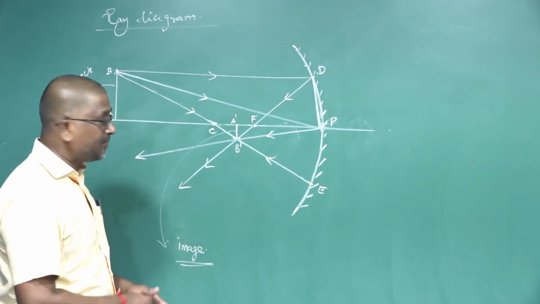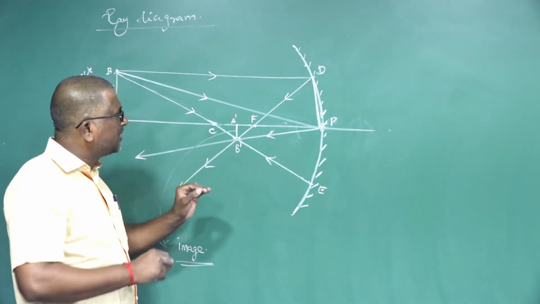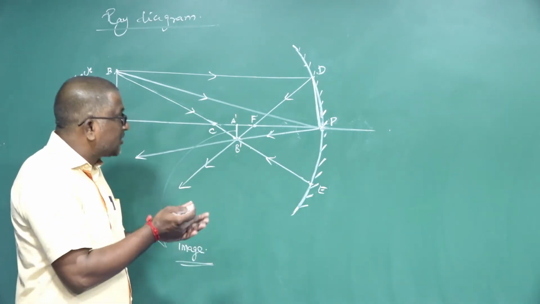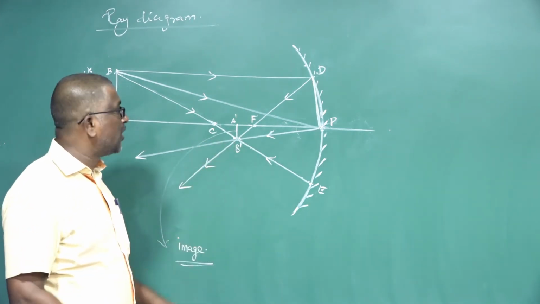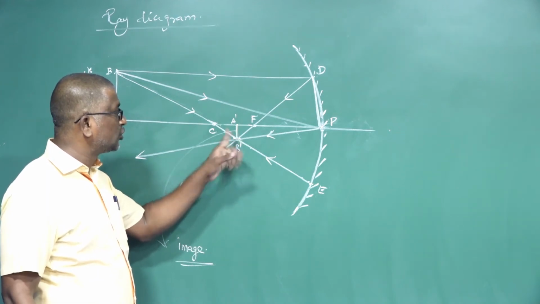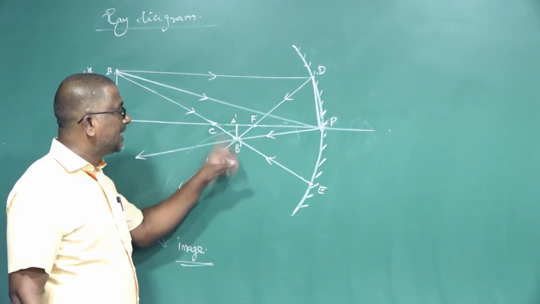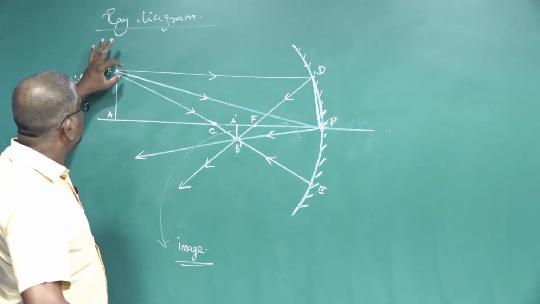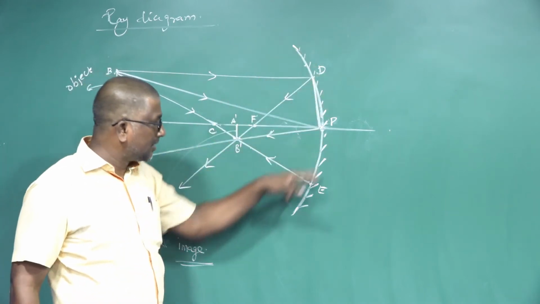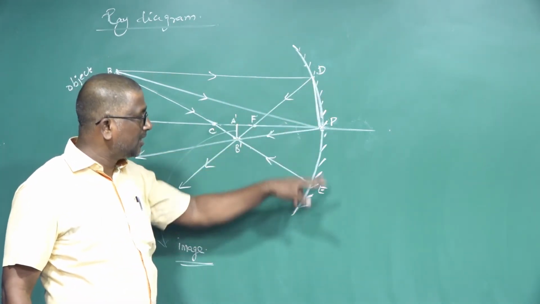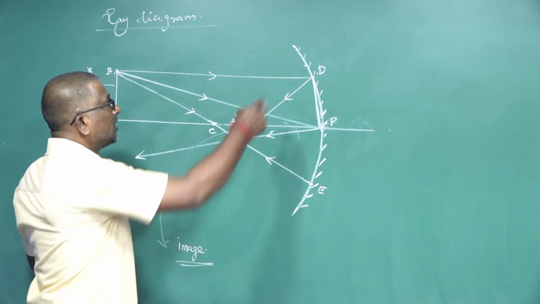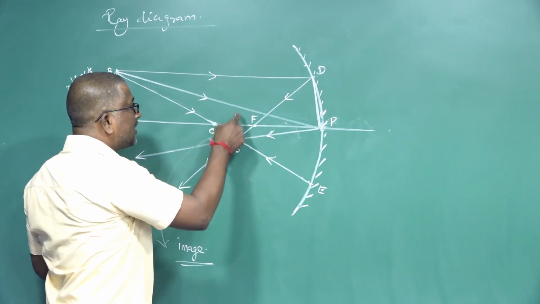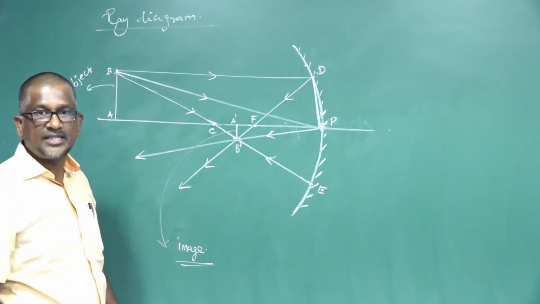Where will the image be formed? At a given point, if two or more reflected rays intersect each other, there will be image formation. Here, this is the position of the image. It is represented by A dash B dash. So three paraxial rays are incident on a given concave mirror at points D, P, and E. After reflection, they intersect at point B dash, where the image will be formed. It is represented by A dash B dash.